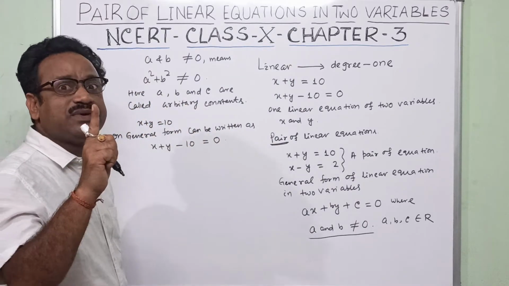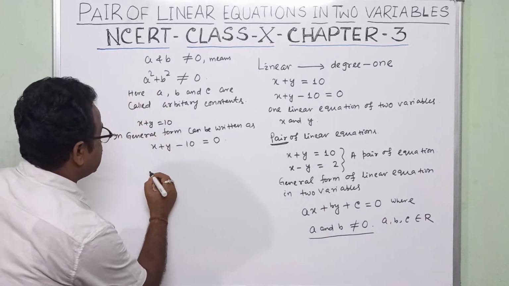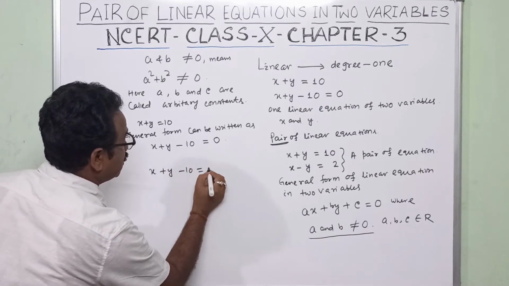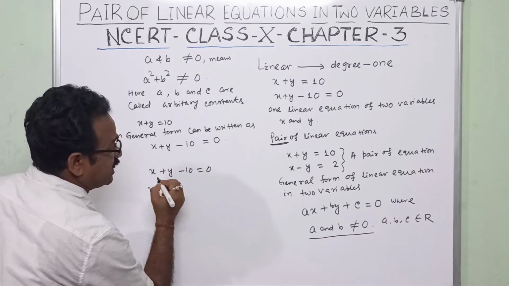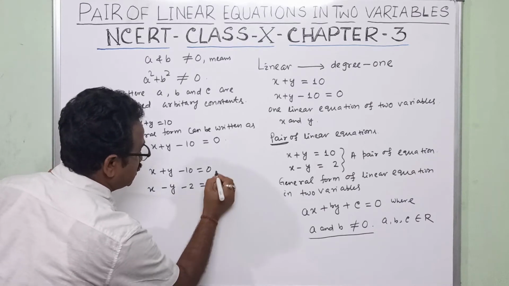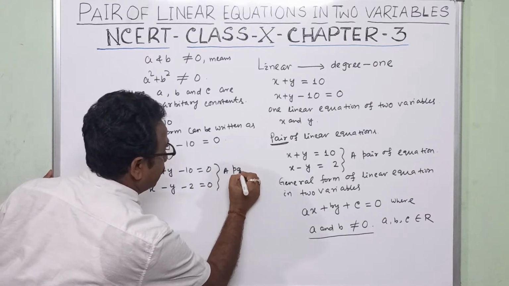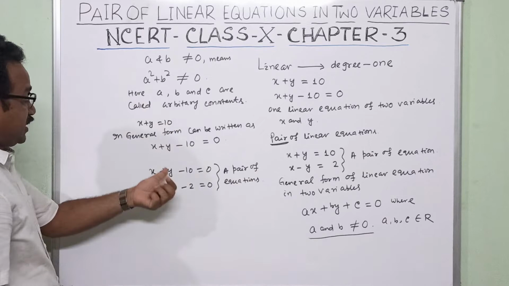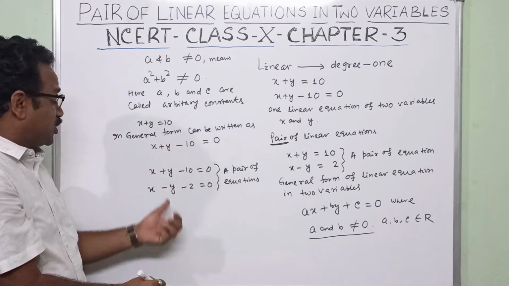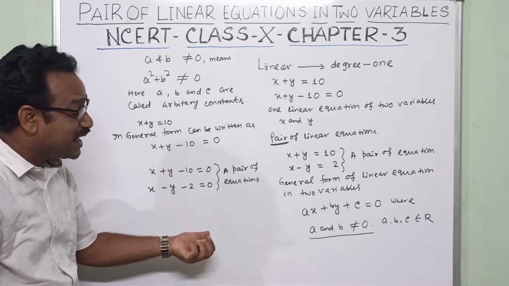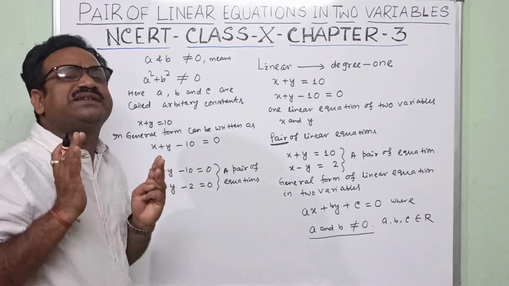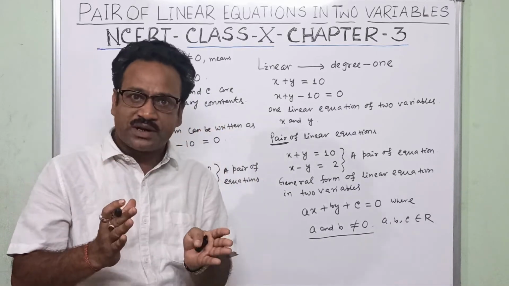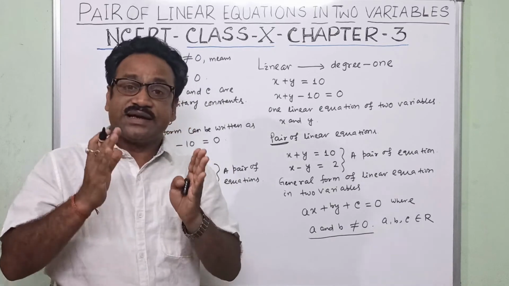It is one equation. So you will write, see, x plus y minus 10 is equal to 0, x minus y minus 2 is equal to 0. These are a pair of equations. Two equations are given, so a pair of equations. Then what will be the general form? In general, how can we represent a pair of linear equations in two variables?